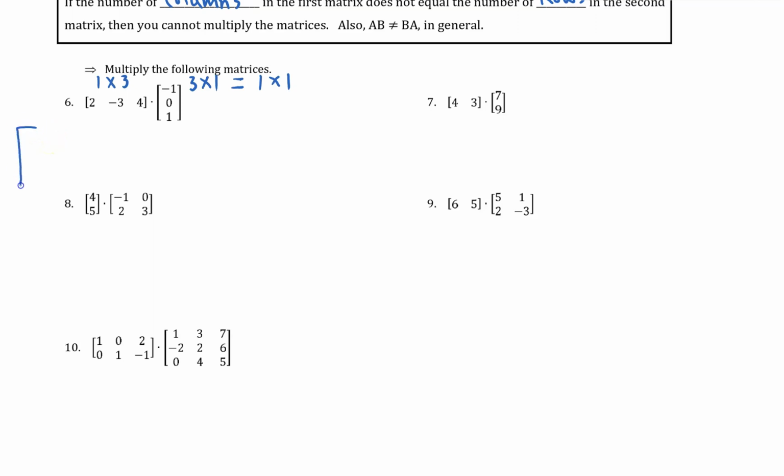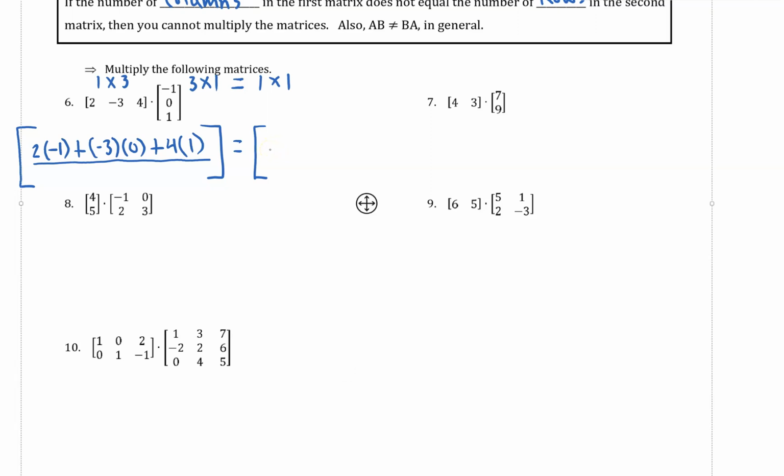I'm going to do this one out so that we can see it. So it's going to say, take your 2 and multiply by the -1. So 2 times -1 plus the -3 times 0, plus 4 times 1. That's the one entry that you're going to have in this thing. And then you just do the math to come up with your answer. This is going to be -2 plus 0 plus 4. So 4 minus 2, the answer to this one, is 2. There's just going to be one answer because it's a 1 by 1.